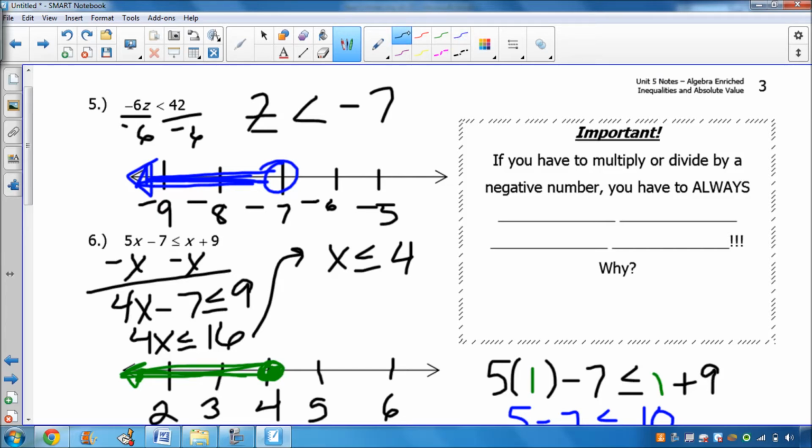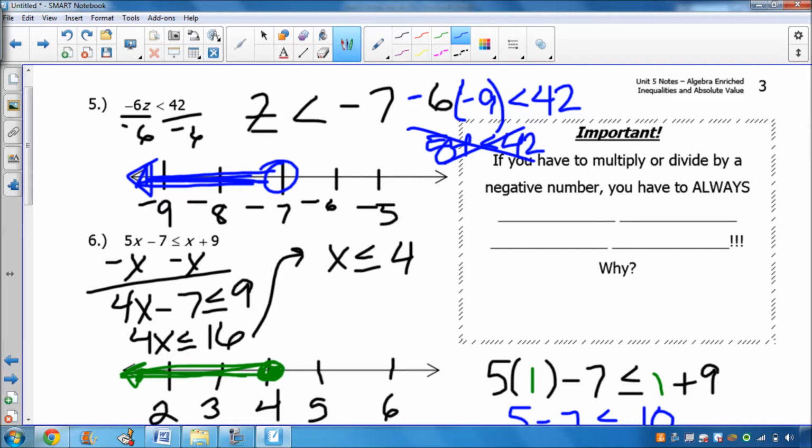So I'm going to say negative 6 times negative 9 is less than 42. I want to see if it works or not, okay? Well, negative 6 times negative 9 is positive 54, which is supposed to be less than 42, but that is not a true statement. It didn't work at all. So here's where we have to be really careful. Let's look right here. Important.